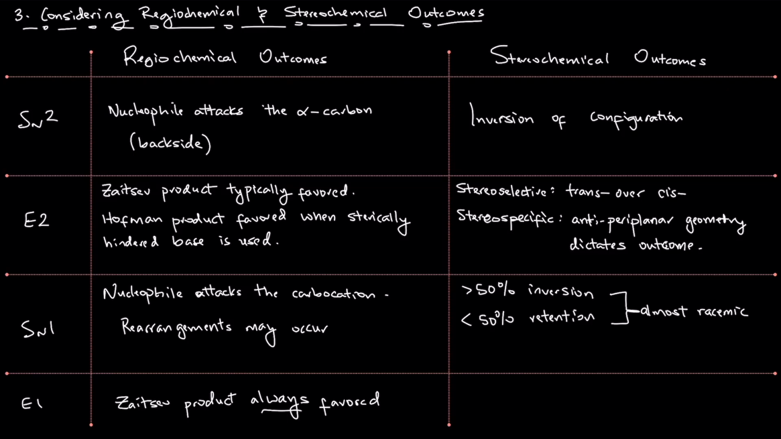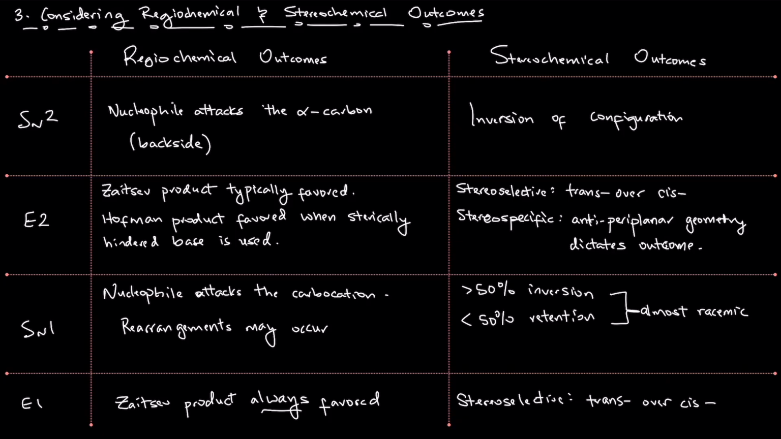For the E1 product, the Zaitsev product is always favored, every single time. And just like your E2, the E1 process is stereoselective, so the trans product is favored over the cis product.